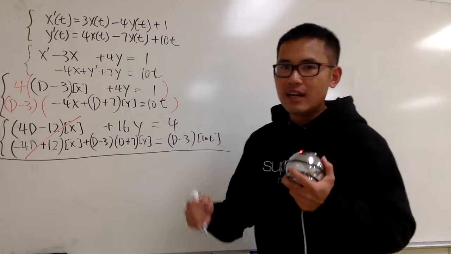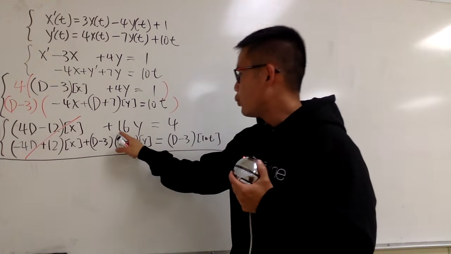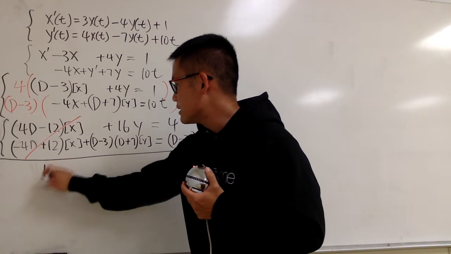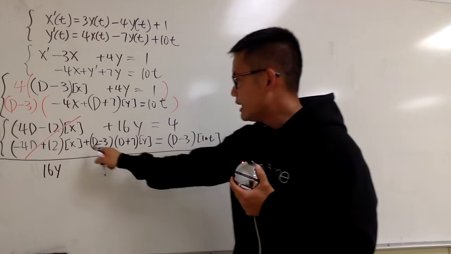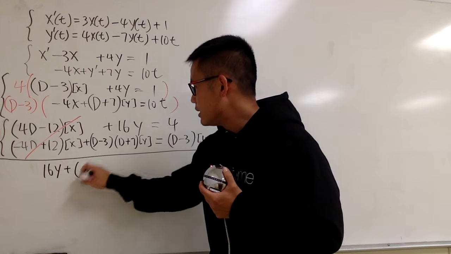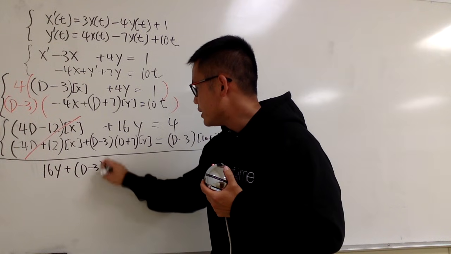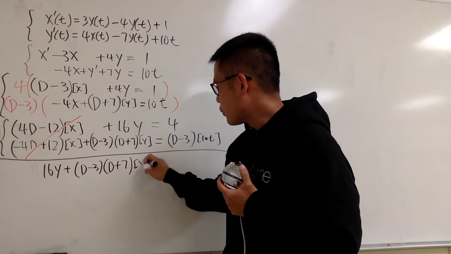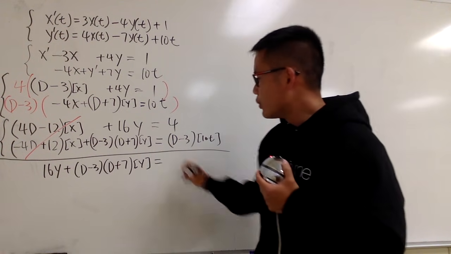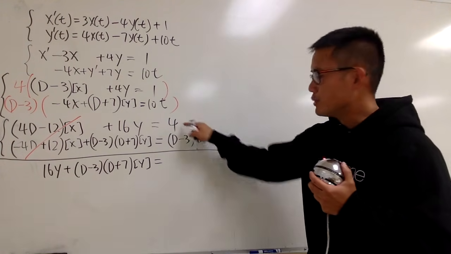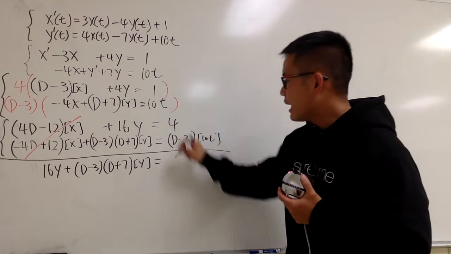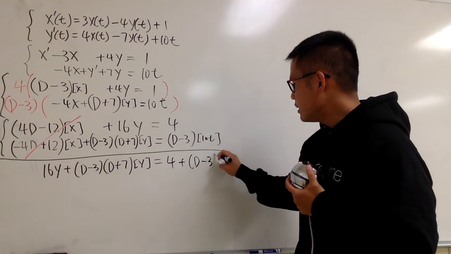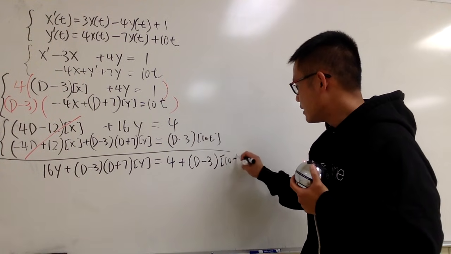Let me write it down as it is for the moment. We have the 16y, and then we add it with parentheses d minus 3 times d plus 7, and this is still acting on y. And then this is equal to, once again, let me put this down as it is: positive 4 plus this, d minus 3, and then 10t.